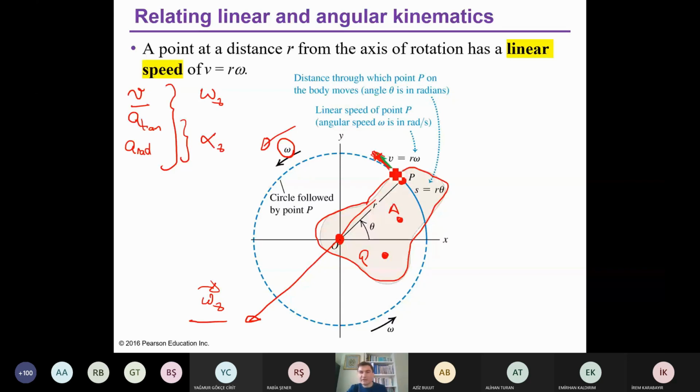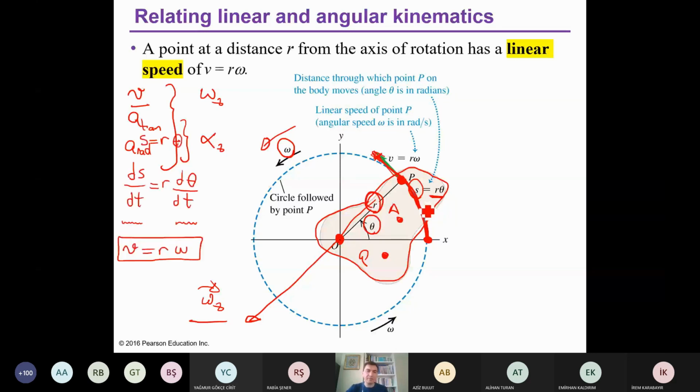How to calculate this V in terms of omega? We will do that today. Here we have radius of the circle R. Here we have theta, and here we have S, arc length, okay? The initial position of the P point and the final position of the P point, and S gives us. And we already know that this S is given with R times theta. Theta is this one, R is this one.